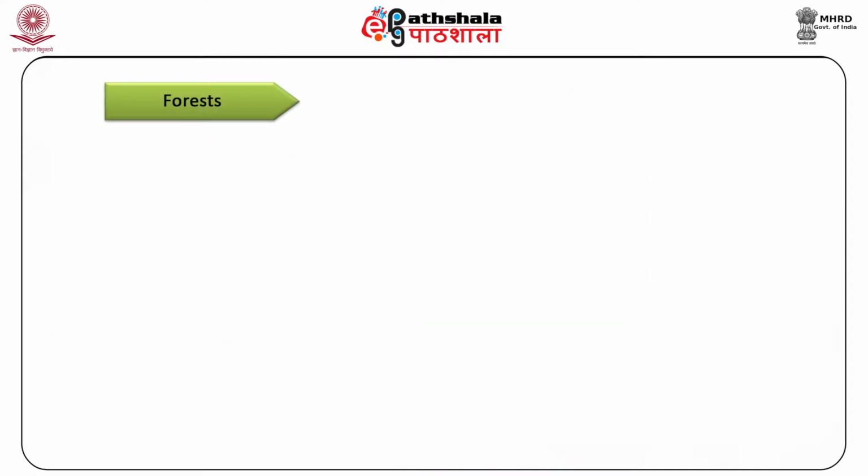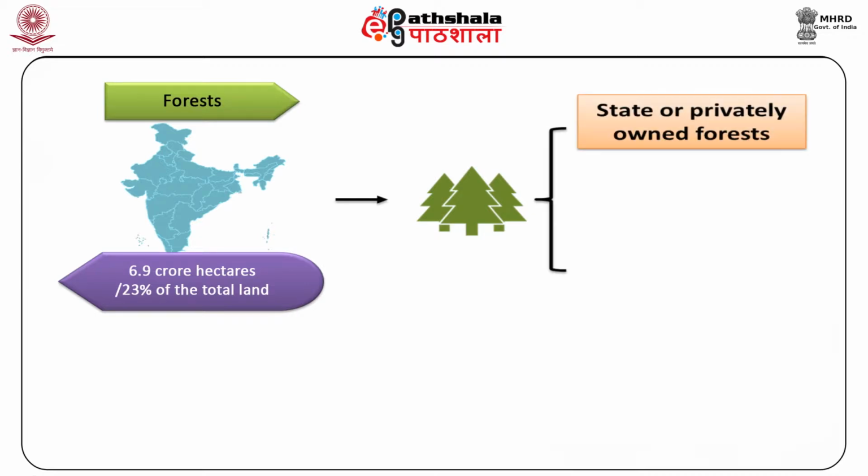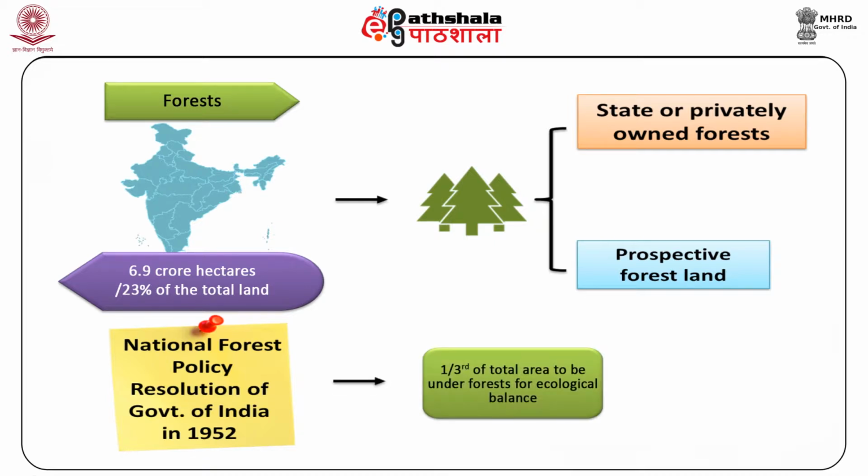Forests. An area of 6.9 crore hectares, or around 23% of the total land in India, falls under forests. This area by definition includes areas either classified by law as state or privately owned forests, or areas kept as prospective forest land. The National Forest Policy Resolution of the Government of India in 1952 recommended around one-third of the total area to be under forests for ecological balance.